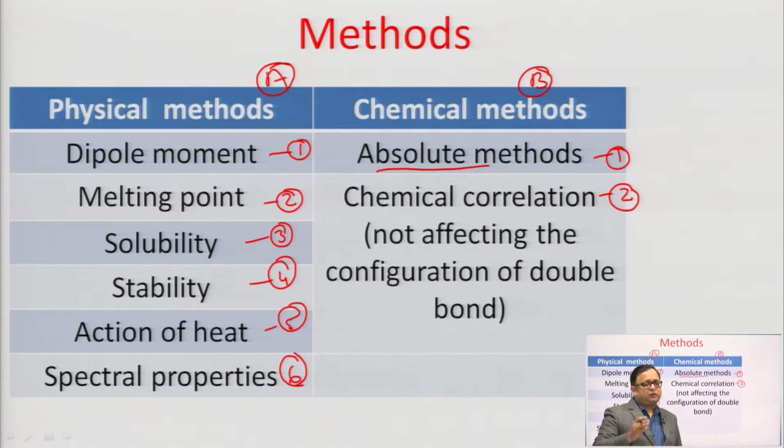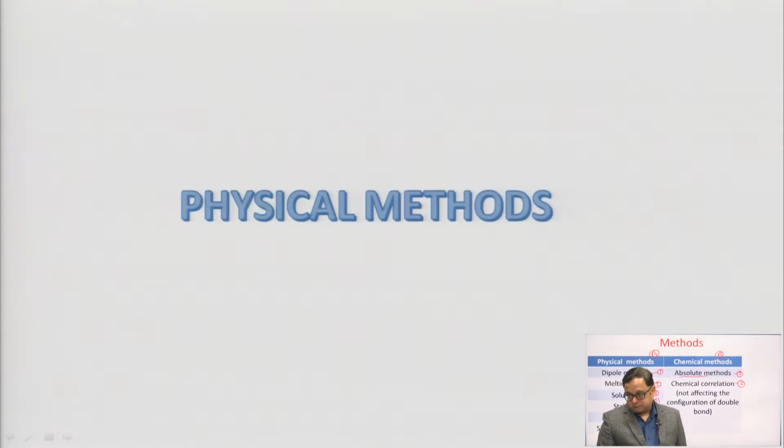So, my dear students, you must have understood what methods we are using for the determination of geometrical configuration. They are physical and chemical methods. Physical methods use properties like dipole moments, melting point, solubility, stability, action of heat, and spectral properties, and chemical methods are classified as absolute method and chemical correlation method. So, let us see all of them one by one.